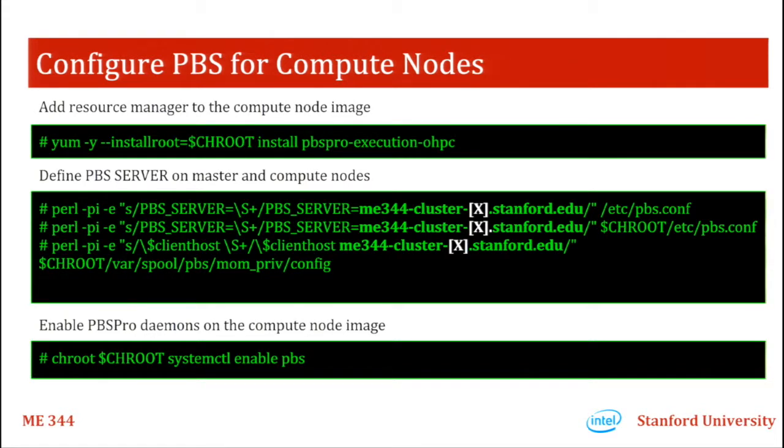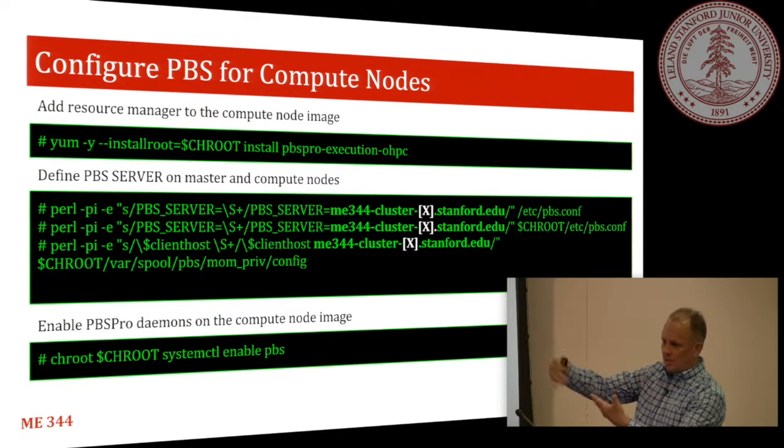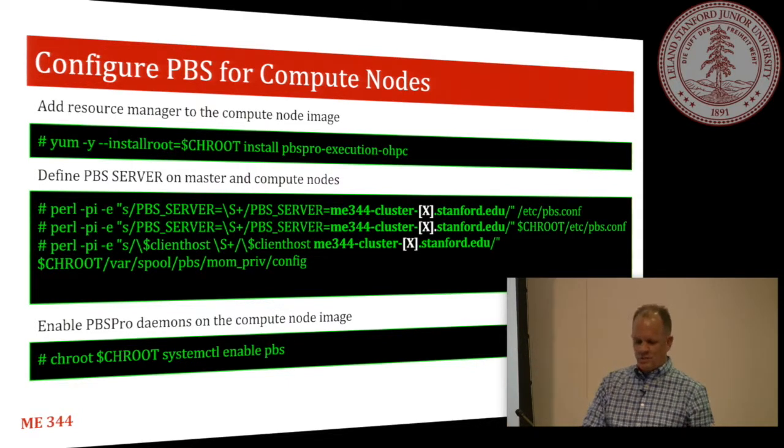And once we have that installed, then we have to edit a bunch of files that are out in that environment, also on the master node, and then also out in the virtual environment. And that's essentially just adding the host that's going to be handling the resource management. In this case, it's your master node. Sometimes it can be a separate node that's taking care of those things. And from there, we just enable the service. We don't start it because that's just a virtual image. It's not actually running. It's just waiting to be installed.